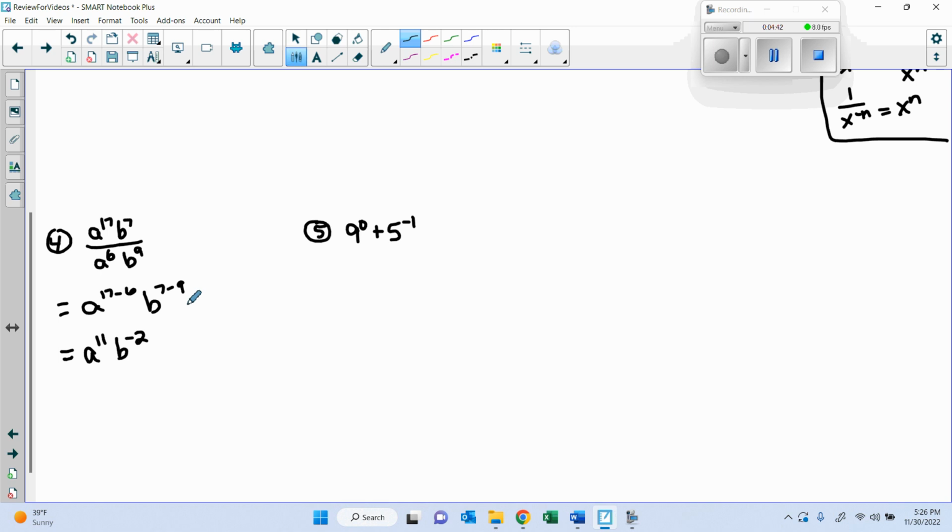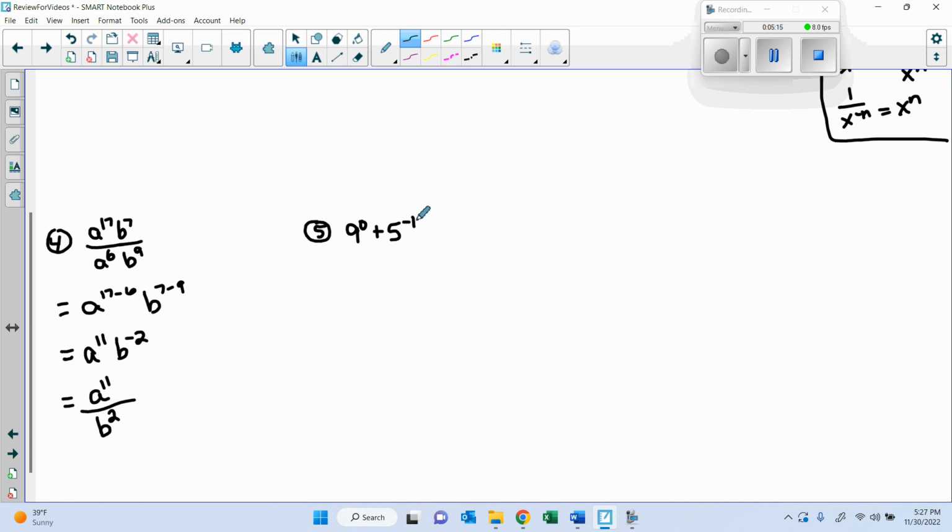Remember to use your calculator if you have trouble with your positives and negatives. Now, all the instructions are going to always tell you for this beginning algebra class to leave your answers with positive exponents. So that means we cannot leave this b to the negative 2 like that. So a to the 11th is fine and stays right in the top, but b has a negative exponent, so we move it to the bottom and it just makes the exponent positive. And then that's it. That's the answer to your question.